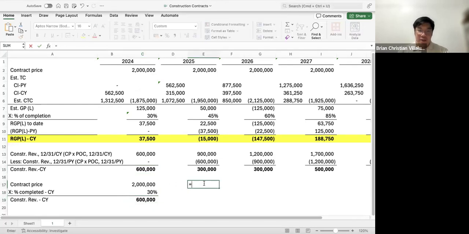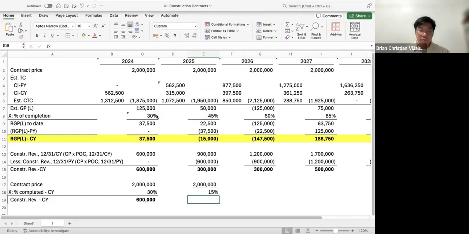Next. 2025. Contract price, 2 million. How do you compute for the percentage completed 2025? That is 45% less 30%. 2 million times 15%, 300,000. Same? Yes. Di ba? So applicable lang siya kapag fixed price contract ito.